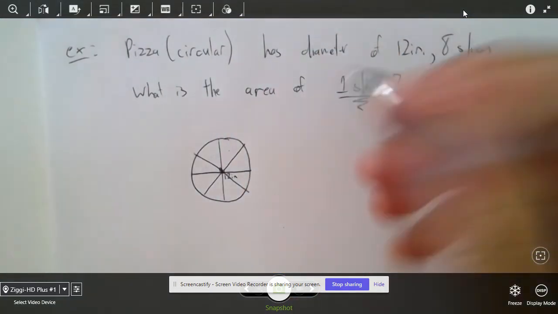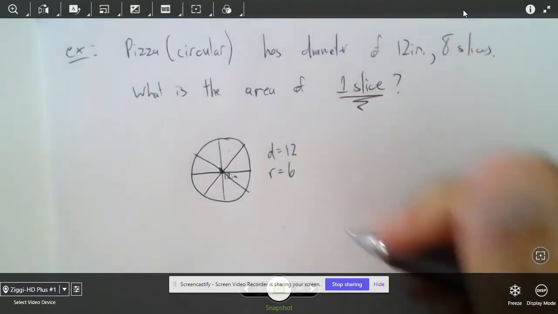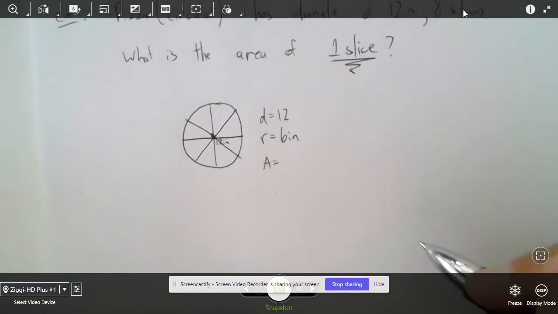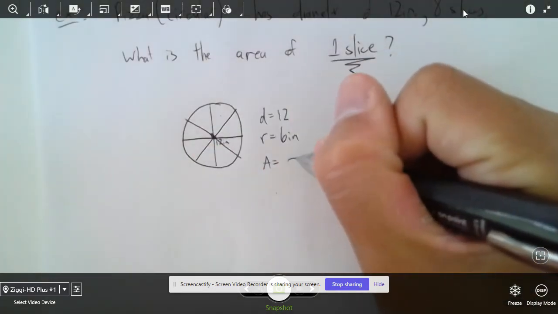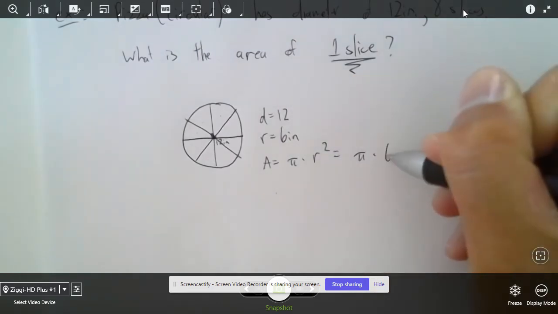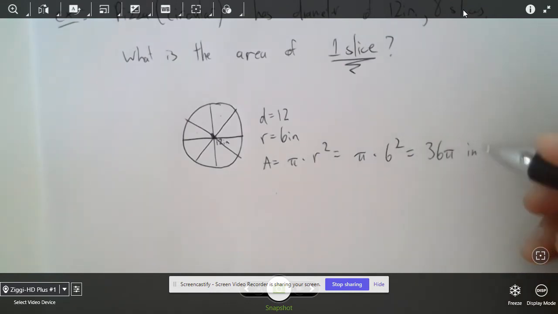Okay. Well, you know that if the diameter is 12, the radius must be 6 inches. And if you do the area of the whole circle or the whole pizza, that'd be pi times the radius squared, which would be pi times 6 squared, which would be 36 pi inches squared. That's the area for the pizza.